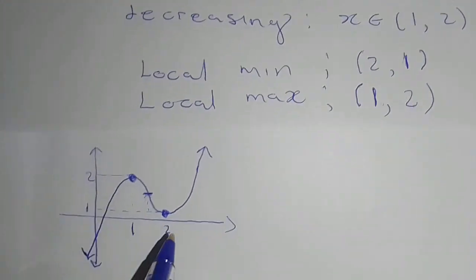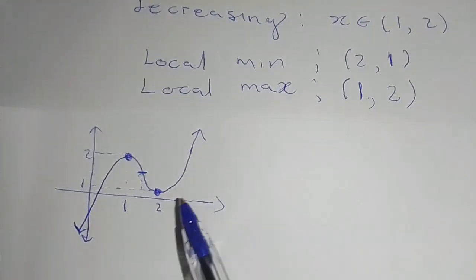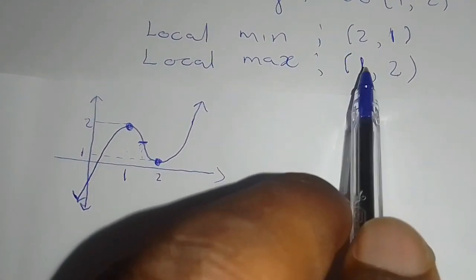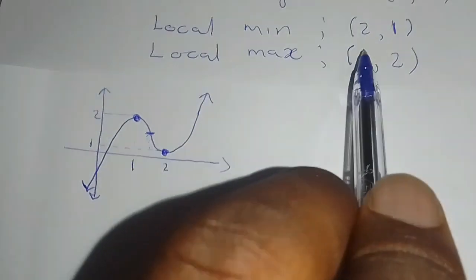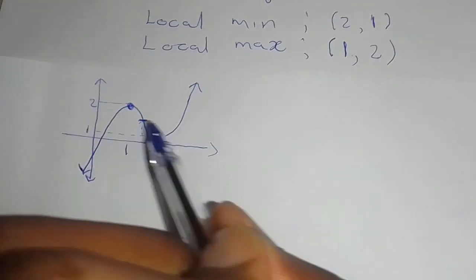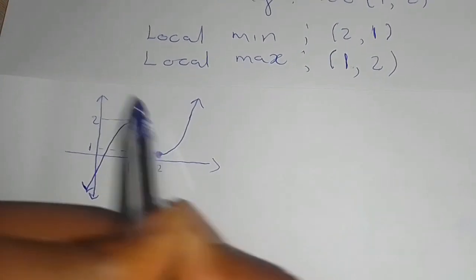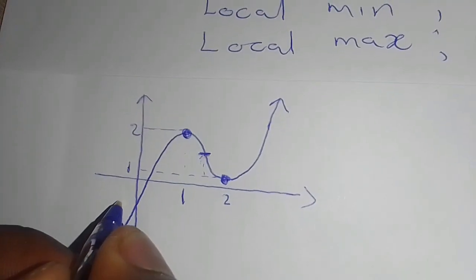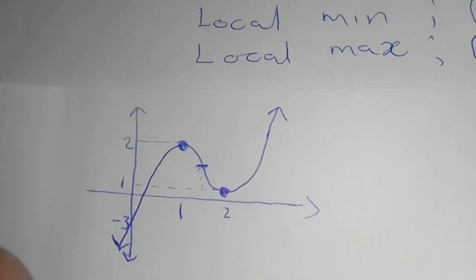Okay, so notice that we have a local minimum at x equals 2, and we have a local maximum at x equals 1. These are the x coordinates. If x is 2, y is 1. And if x is 1, y is 2. Notice that the intercept will be minus 3 here. And so then we basically have something like that.